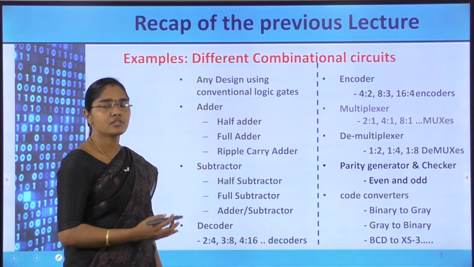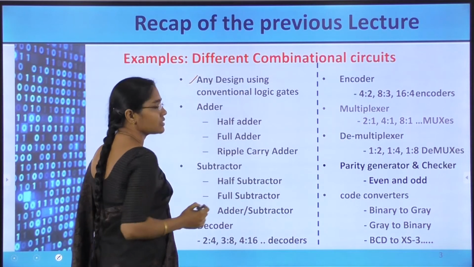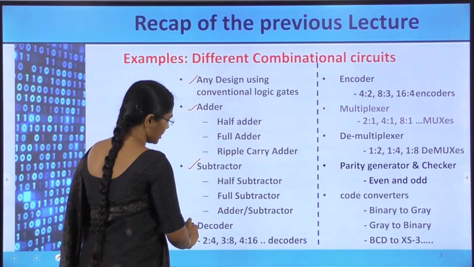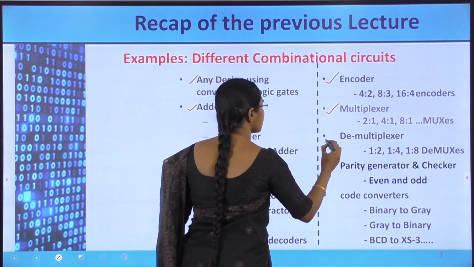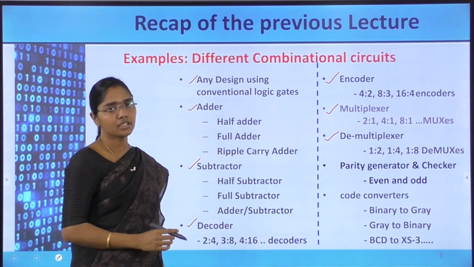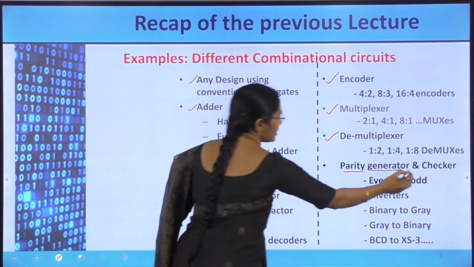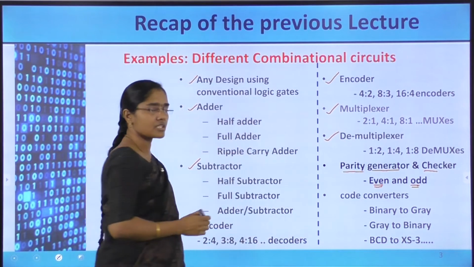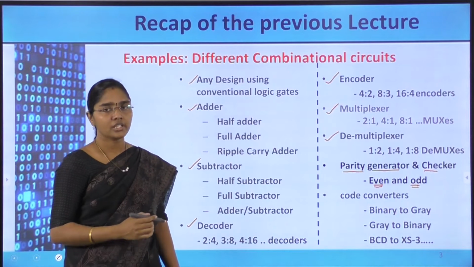In the last lectures, we have seen so many combinational circuits as examples. First, any design using conventional logic gates, then arithmetic circuits such as adder and subtractor, and then decoder, encoder designs, multiplexers and demultiplexers. All these combinational circuits we have completed in the last lectures. Now today we are going to see parity generator and checker. In that, even parity generator, odd parity generator, and even parity checker and odd parity checker we are going to see in today's lecture.